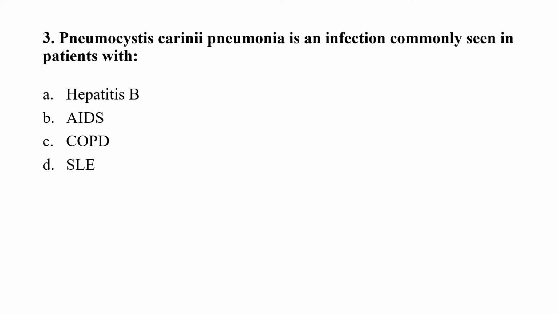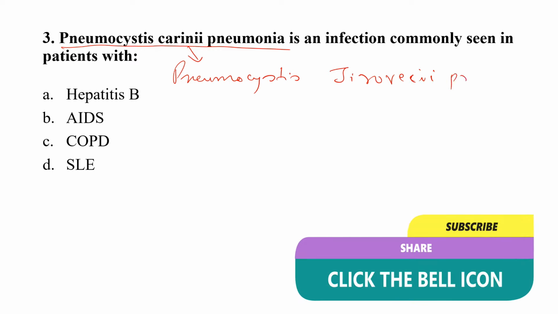Question number 3. Pneumocystis carinii pneumonia is an infection commonly seen in patients with option A, hepatitis B, option B, AIDS, option C, COPD, option D, SLE. Pneumocystis carinii pneumonia, also called Pneumocystis jirovecii pneumonia.